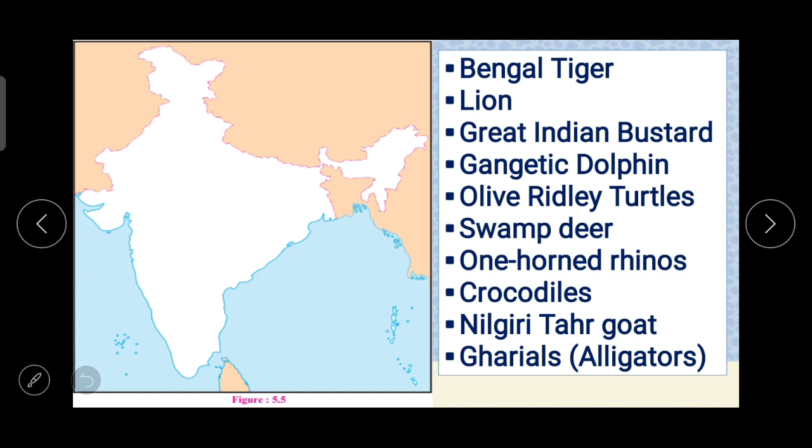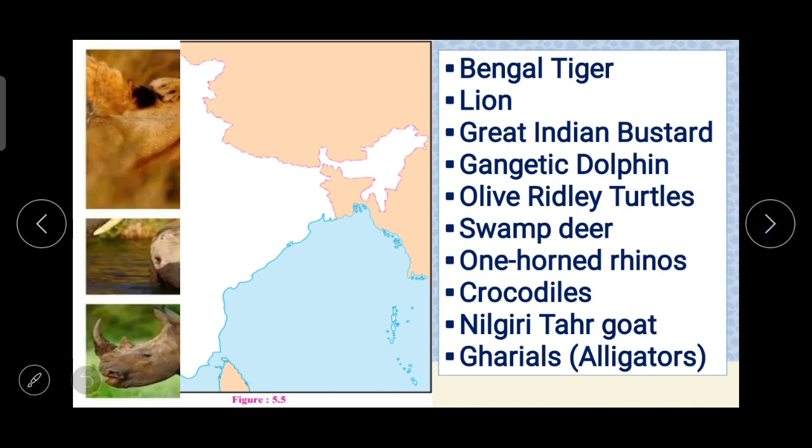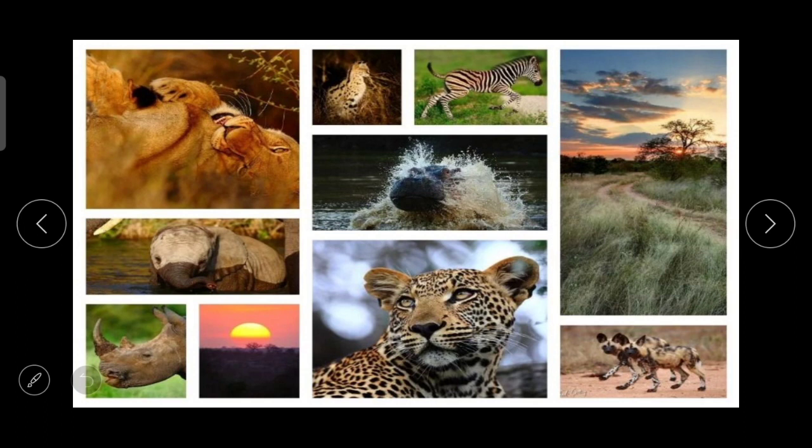So what you have to do, you have to put the Bengal tiger in its place, where it is found. Then lion, great Indian bustard, Gangetic dolphin, olive ridley turtles, swamp deer, one-horned rhinos, then next to that crocodiles, Nilgiri goat and gharials and alligators. All these animals given here, you have to place them in their places with the help of signs and symbols. For that you can take the help of the map which is given in figure 5.4.